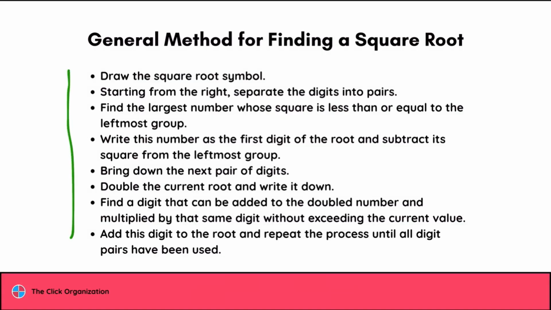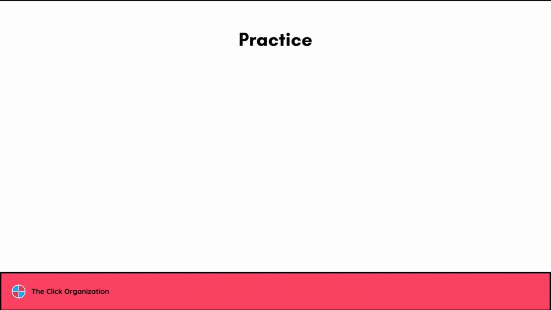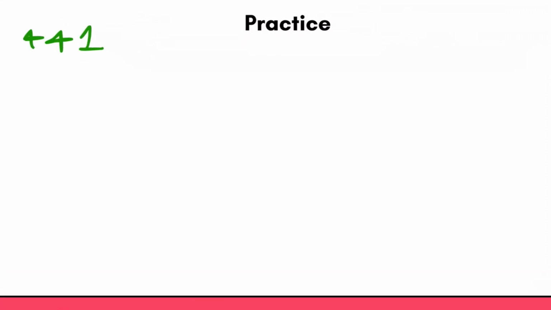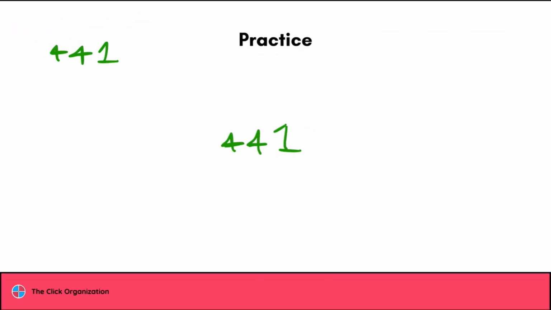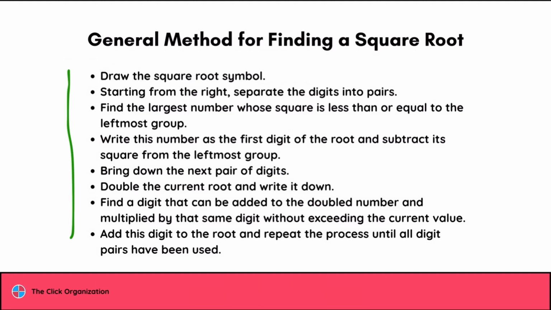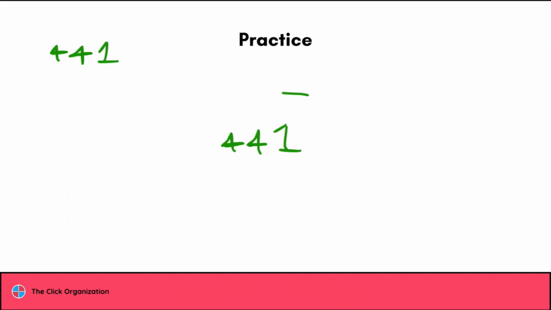I'm not going to read them. Let's instead practice and then go through the steps one by one. So the first number is 441. So I will write 441 in the center. And then let's go with the steps. First step, draw the square root symbol. Okay, so let's draw it like this.